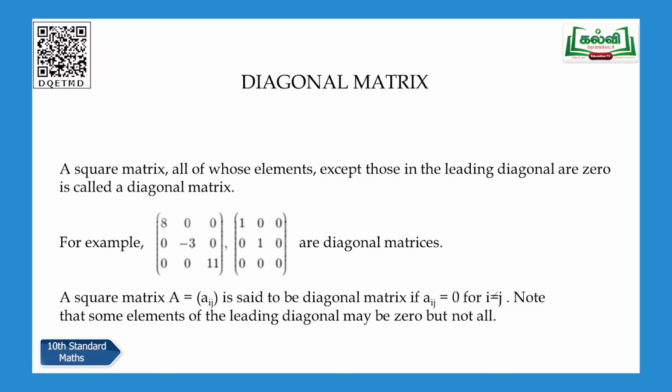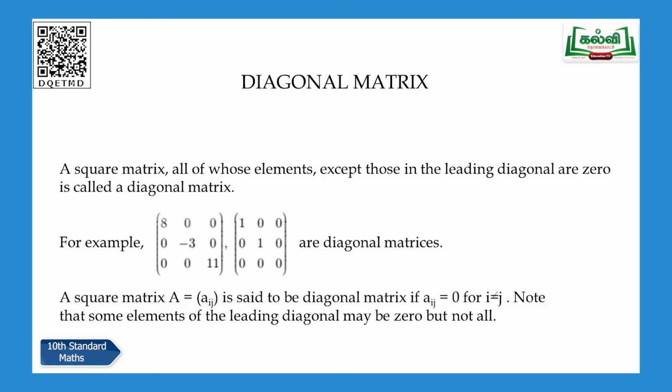What do you mean by that? I is not equal to j means what? Row number and the column number, if they are not same, then the value is 0. See that? It is diagonally. Diagonally means what? It is A11 and A22 and A33.